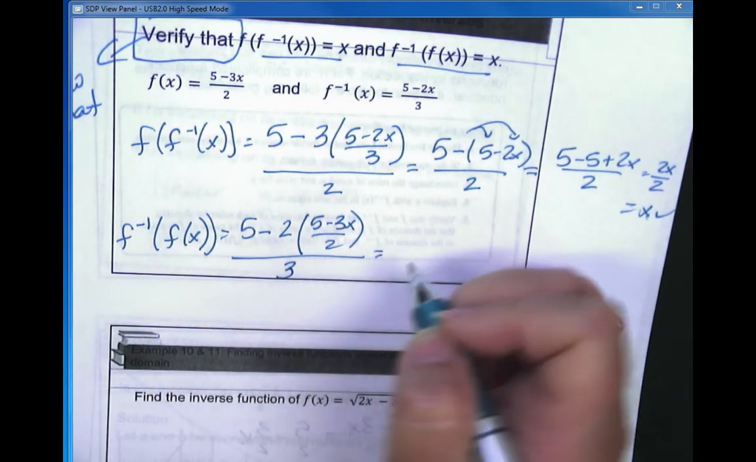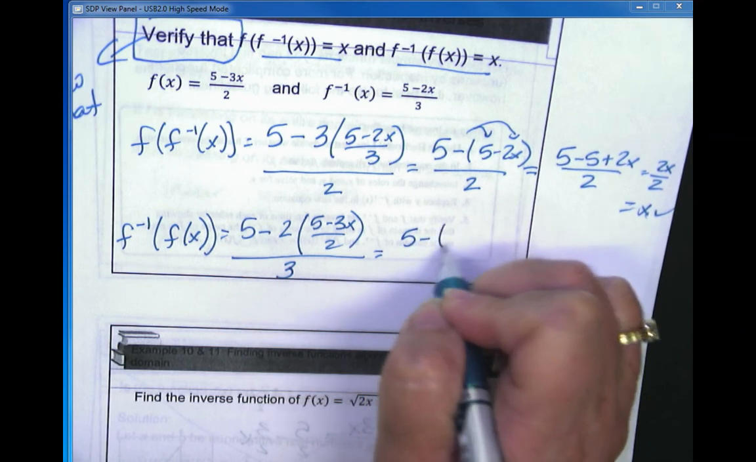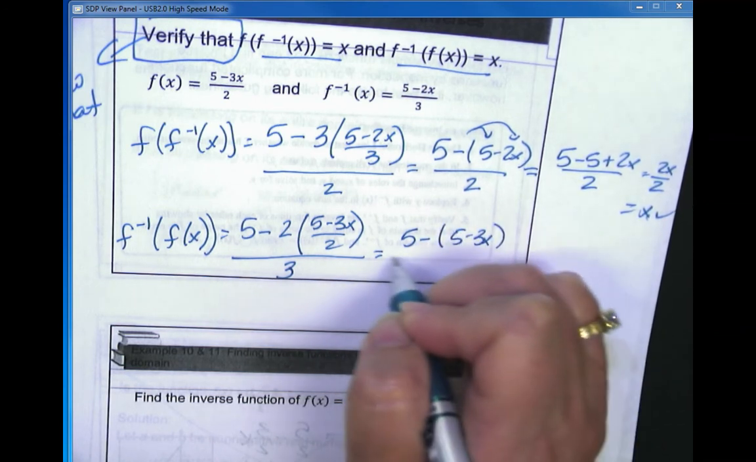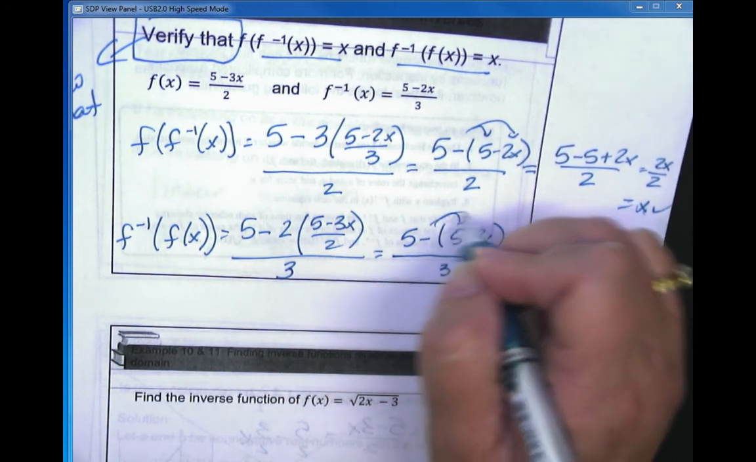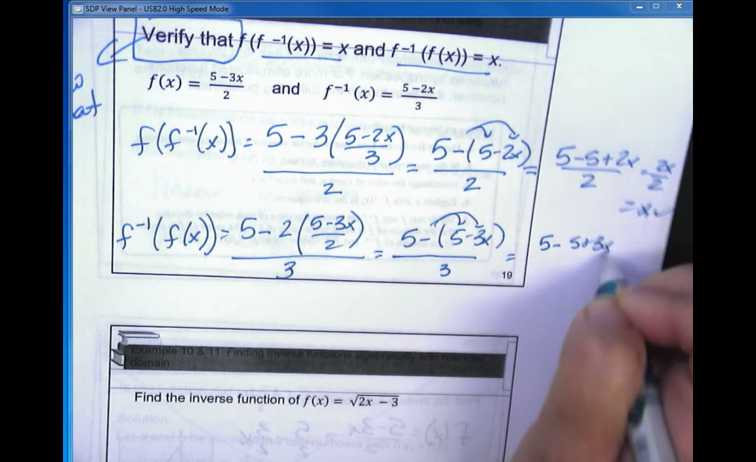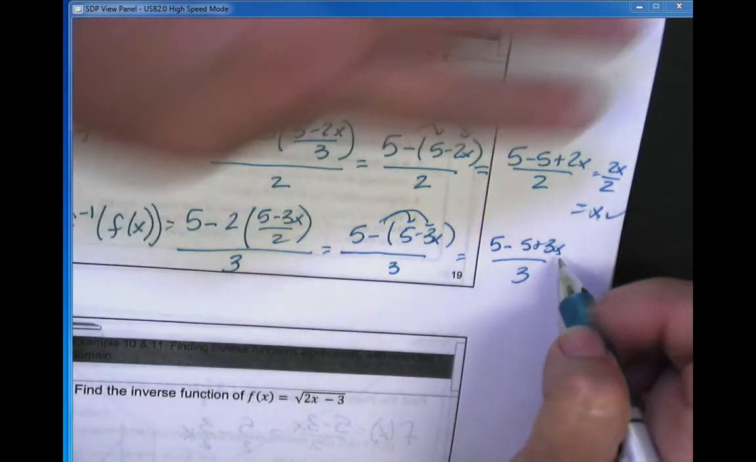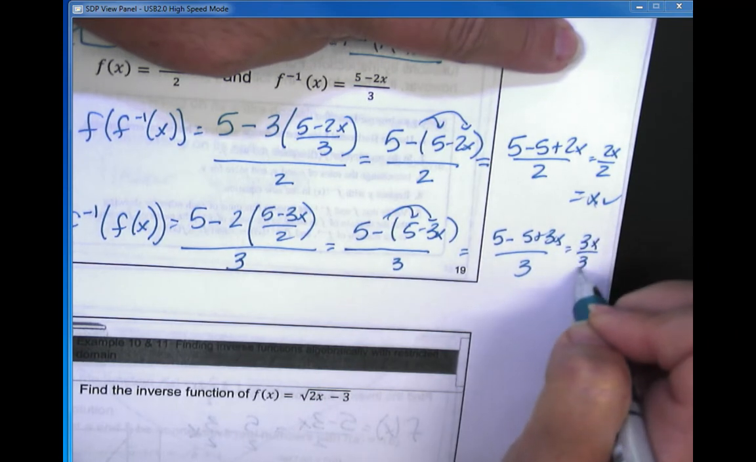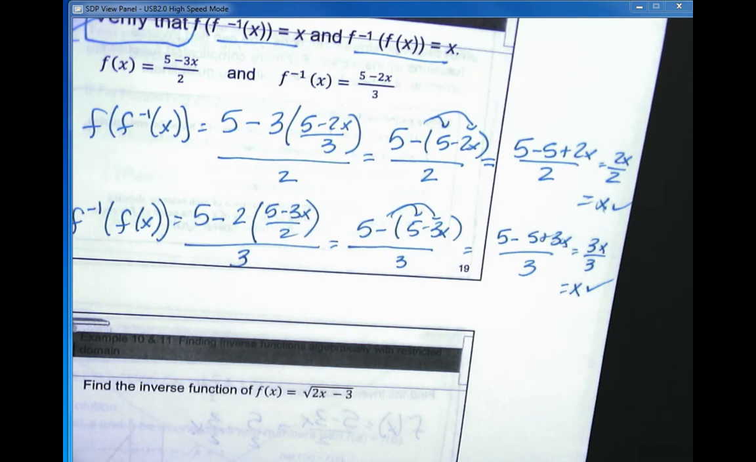So what's the first thing that's going to go away? The 2's. Then what are you going to do? Distribute. Then what's going to go away? The 5's. What will you be left with? X, check. I got to see the math and I got to see the thought process. Good?